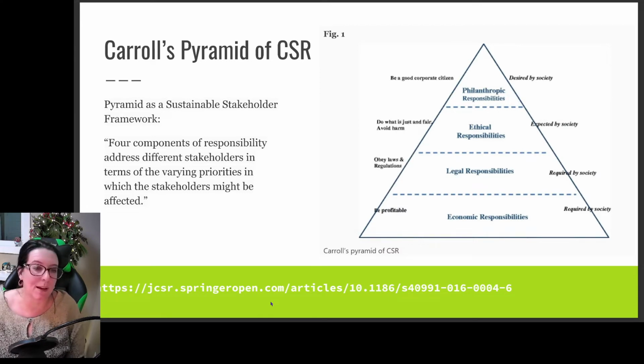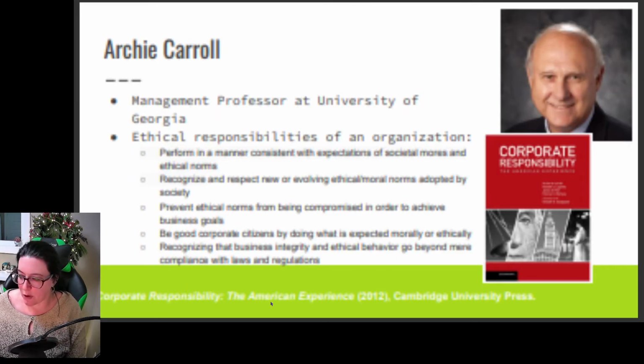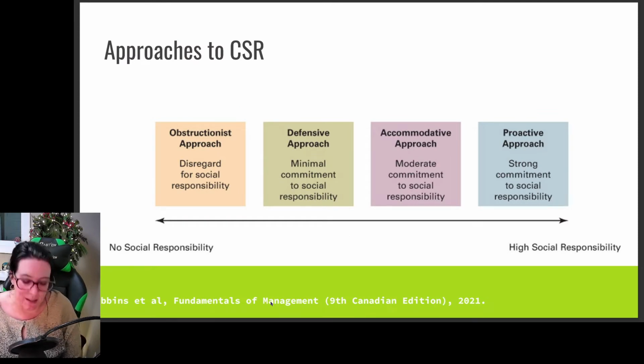So the obstructionist is really going to stick with just the economic responsibilities. The defensive approach is going to have the economic and legal, so we're doing the minimum required by law. The accommodating approach to corporate social responsibility is going to do economic, legal, and ethical. That is, they're going to attempt to meet some of those expectations set by industry, by the community, just to avoid that negative publicity. And those who have all four parts of the pyramid, economic, legal, ethical, and philanthropic, are going to have more of a proactive approach. That is, they value that contribution to the community and so are willing to go above and beyond in order to give back to the greater community.